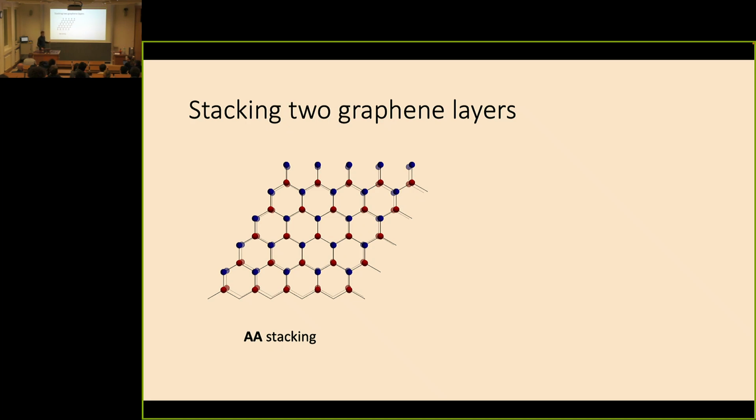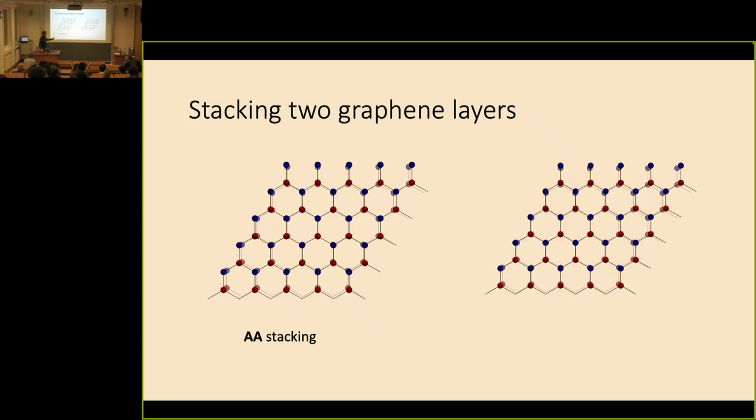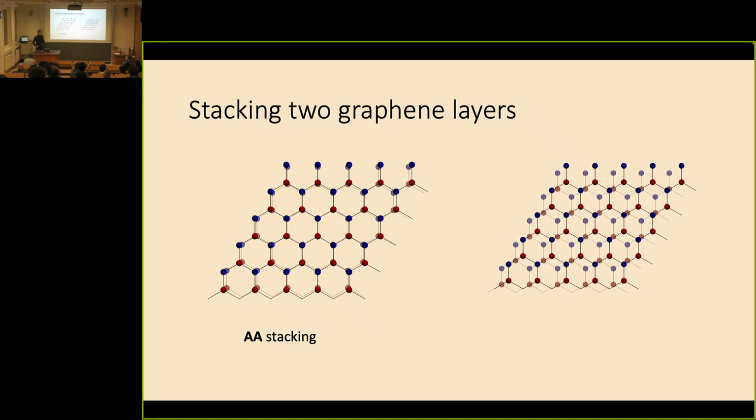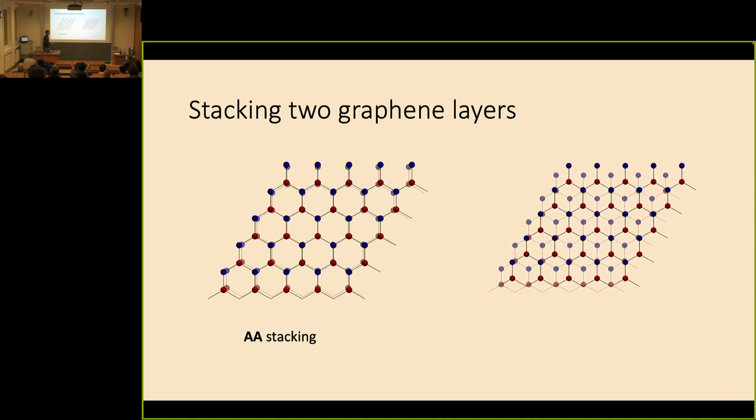Now it turns out that this is not stable, because you have these PZ orbitals that I mentioned before. They're sticking out, and they don't want to be on top of each other. So if I try to do this, it will slowly slide into a stable position, the so-called AB stacking, where you have the B sublattice of one layer on top of the A sublattice of the other layer. That is the most stable configuration that you can make with just two layers of graphene.